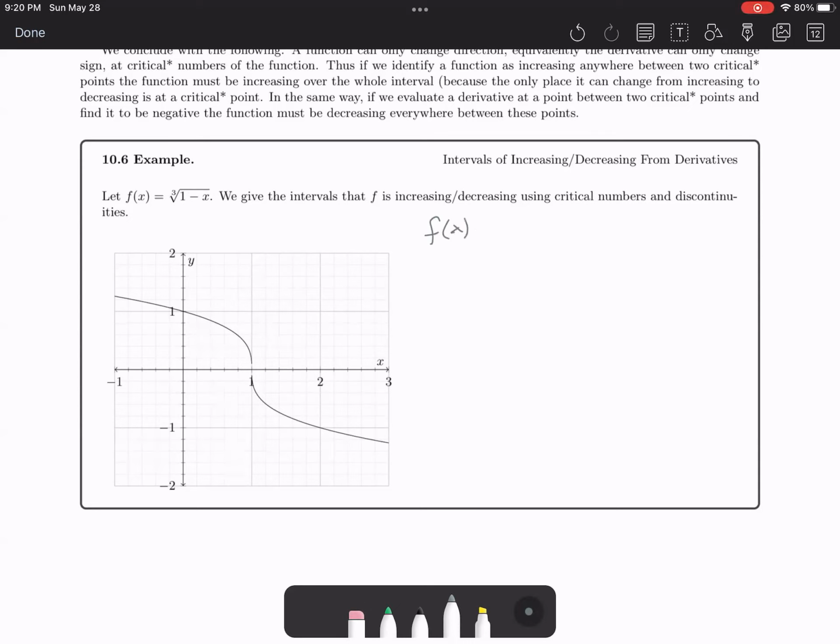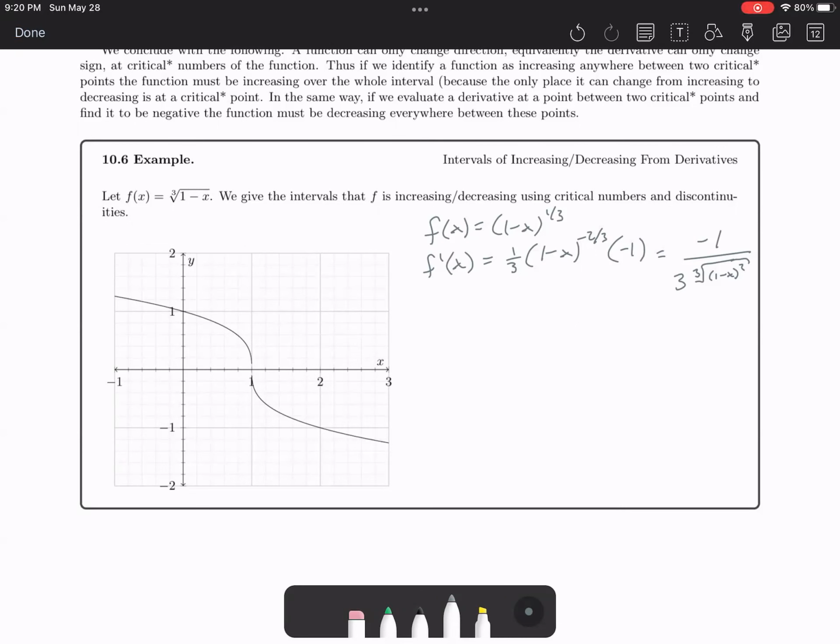So let's copy down the function and rewrite it as a power. This is going to be 1 minus x to the 1/3. Therefore, the derivative is equal to 1/3 (1 minus x) to the minus 2/3 times the derivative of 1 minus x, that's minus 1. Our derivative is then minus 1 over 3 times the cubed root of (1 minus x) squared.